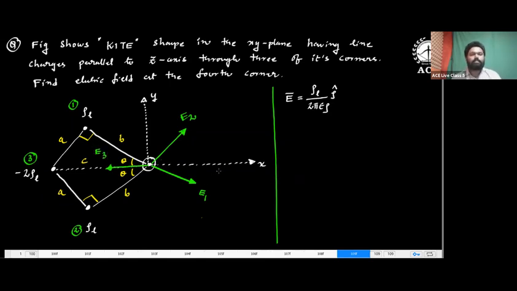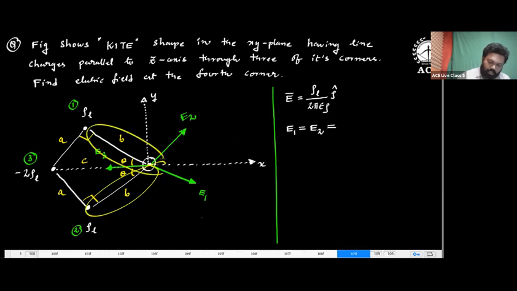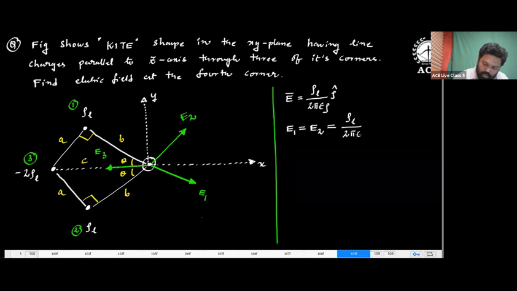This is E3, beta. What is the magnitude of E1? Only magnitude of E1. Magnitude of E1 is equal to magnitude of E2. Why like that? Because the distance from here to here and here to here are the same. Clear, beta? Yes. So what is it here? It is rho L by 2 pi epsilon into what is the perpendicular distance, B.